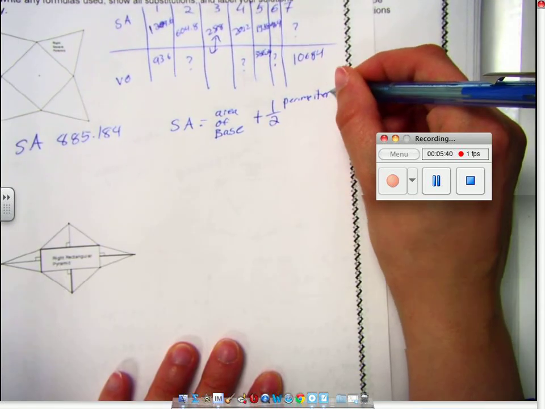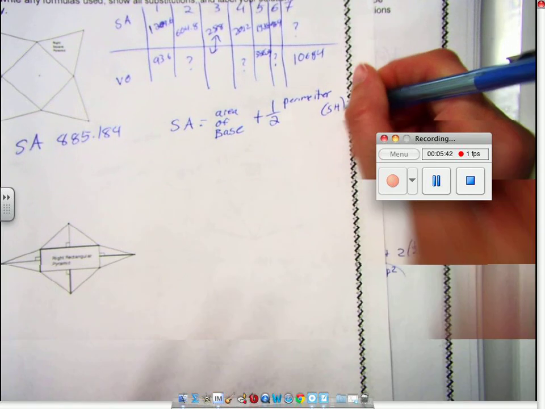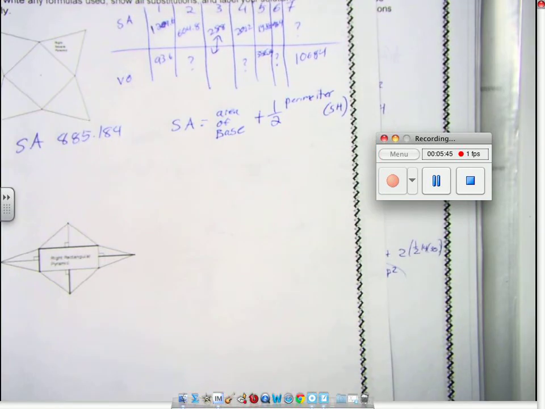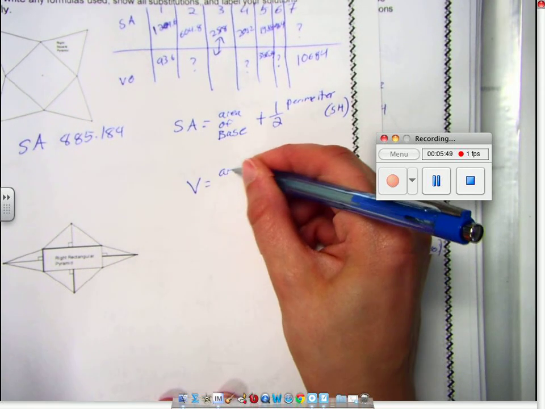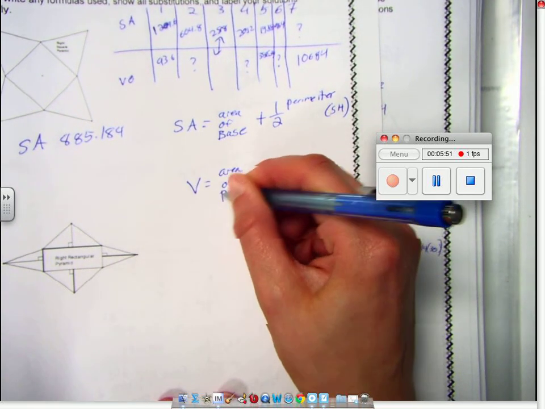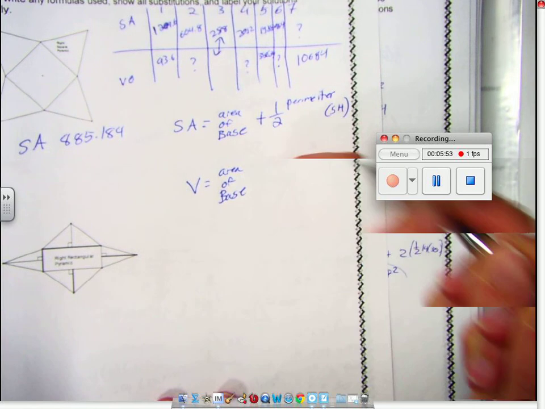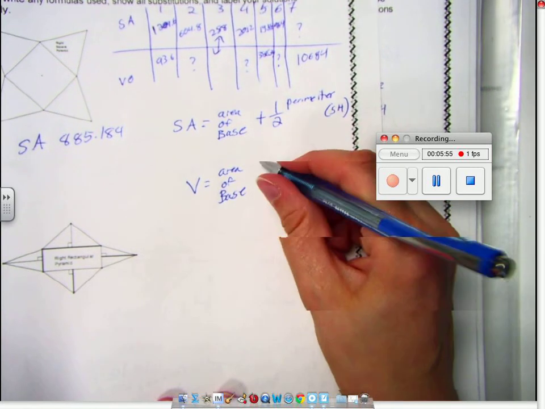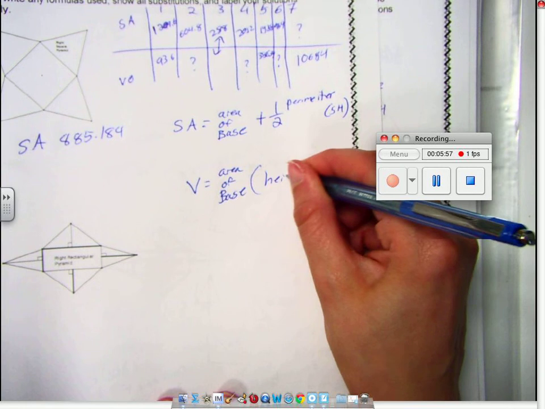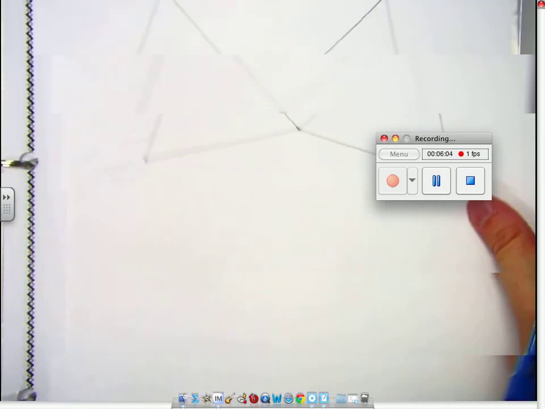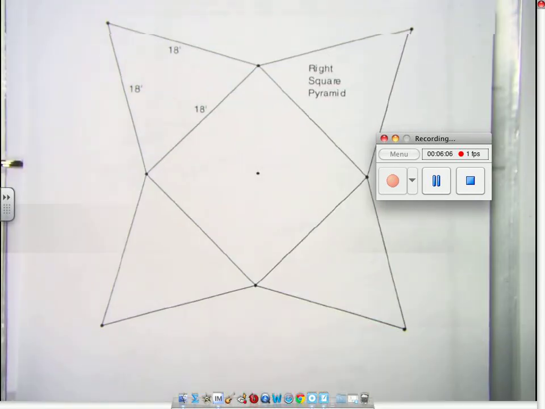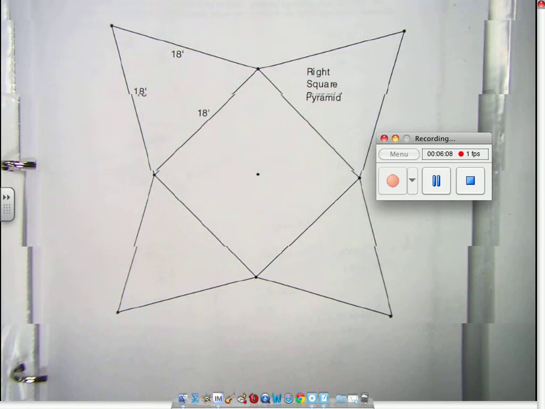Times the slant height. Okay. And then volume equals area of base times the height. Okay. So we're going to use that. I'm going to rewrite them down for this one. I'm going to write them again.